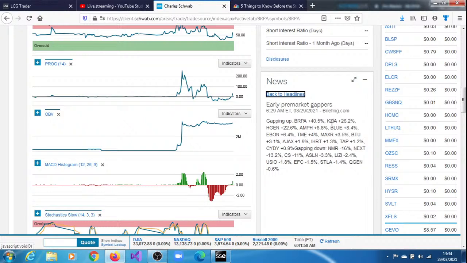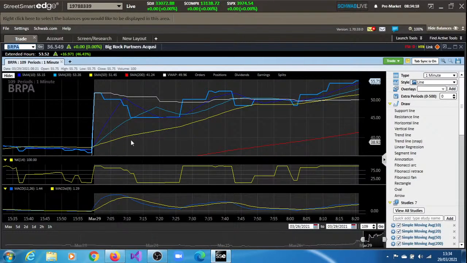KZIA, we have looked at KZIA, HGEN, we've looked at AMPH, we have looked at it, I believe. Blue, we have looked at it. EVOL, TME, MOXC, BTU. Okay, so we have not looked at EVOL, so let's look at EVOL and see what's going on.